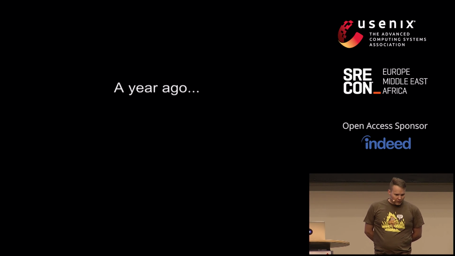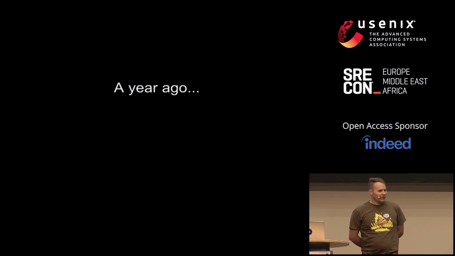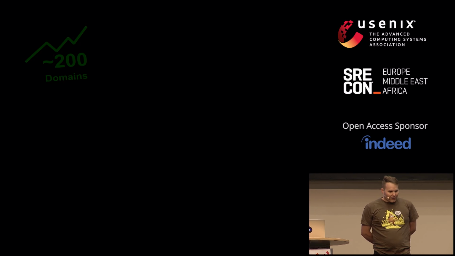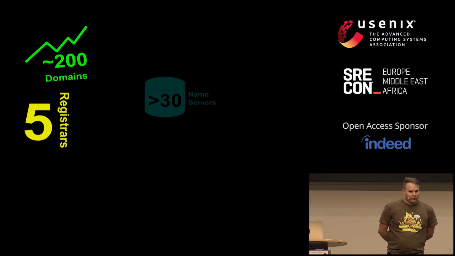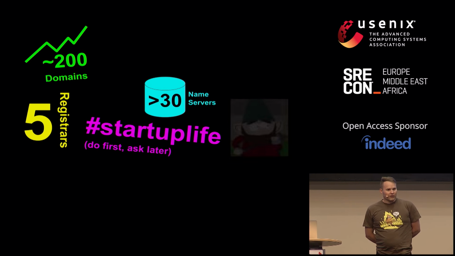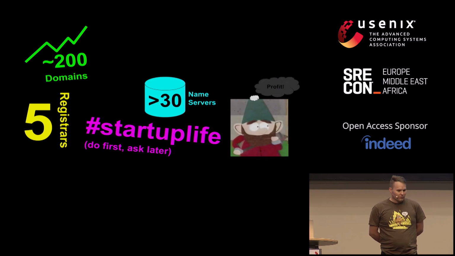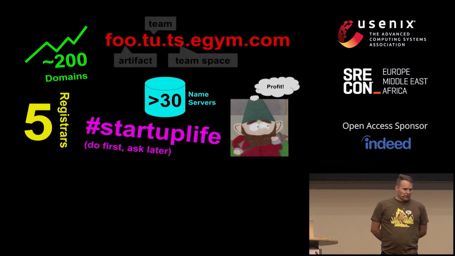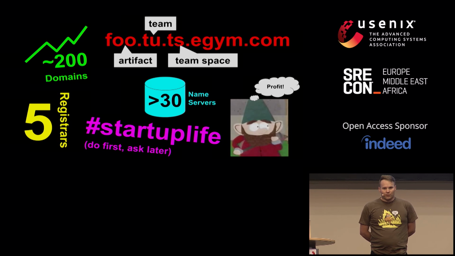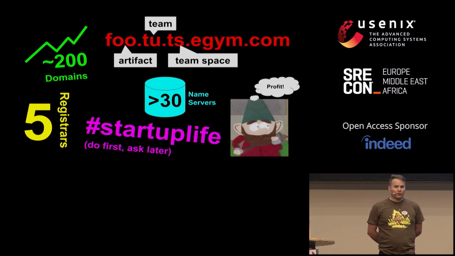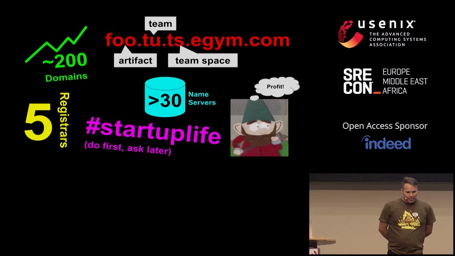A year ago, when I joined the company, coming from a world where everything is hierarchical and in order, I found this. We're a small company. We don't host any customer domains, yet we had 200 domains spread over 5 registrars, served from over 30 different name servers, and not for redundancy. It was spread because we could.